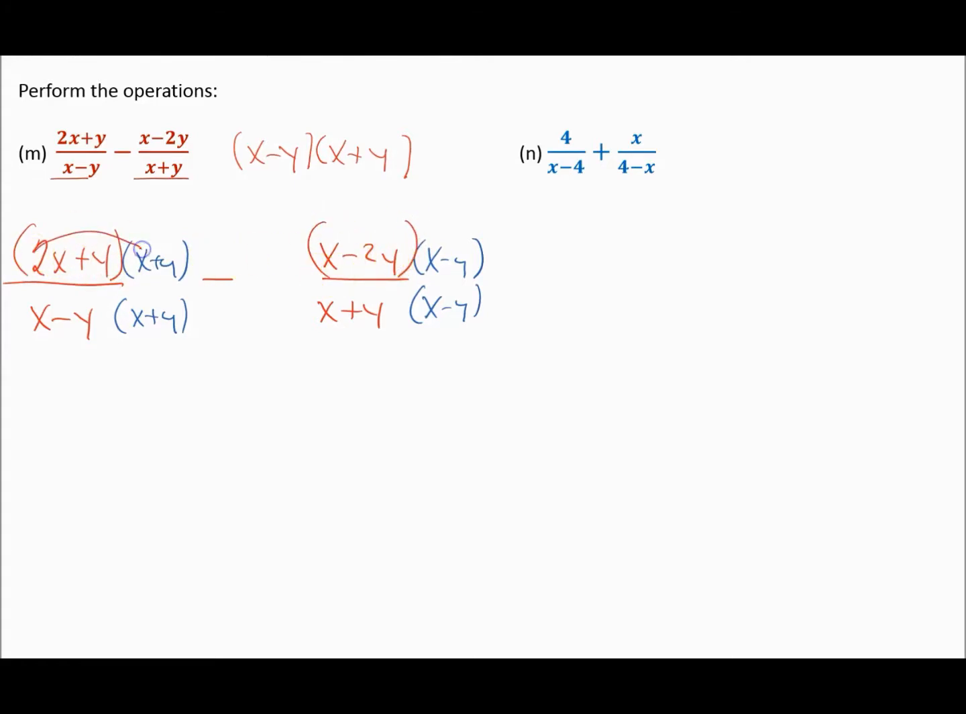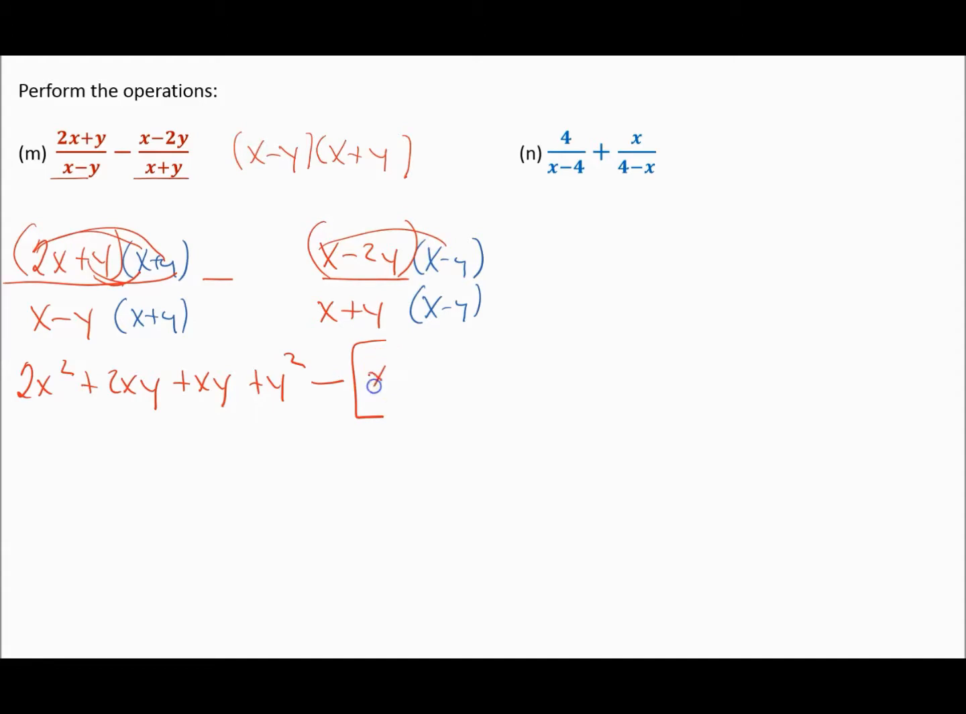I do 2x times x is 2x squared. 2x times y is plus 2xy. y times x is plus xy. And y times y is plus y squared. I'm going to do the same thing over here, but watch, I have a minus. So that means I'm going to have to subtract every one of these terms that I come up with.